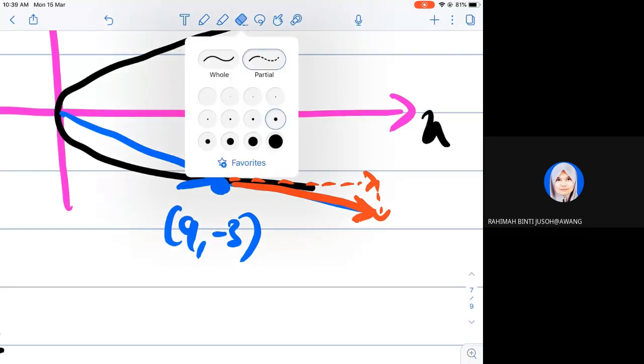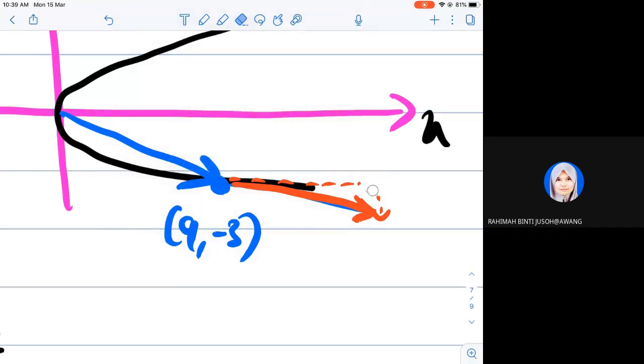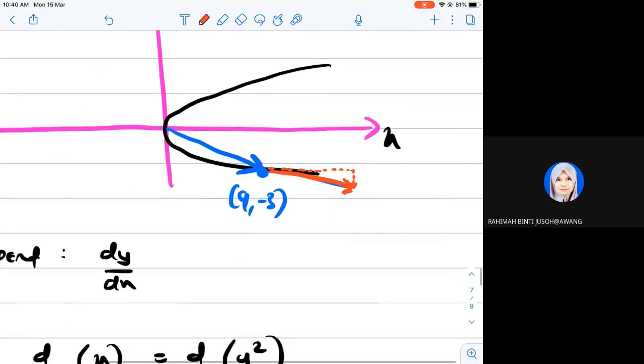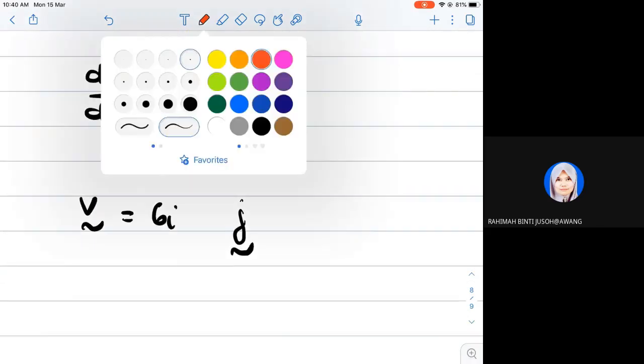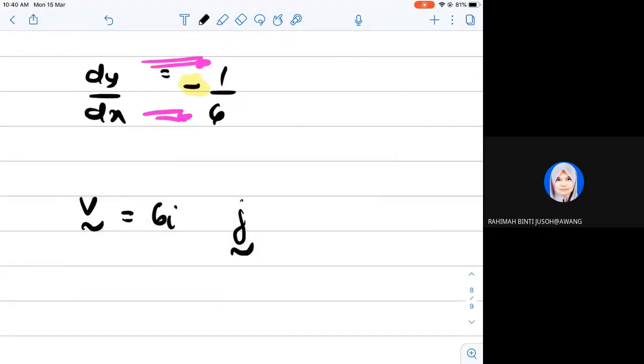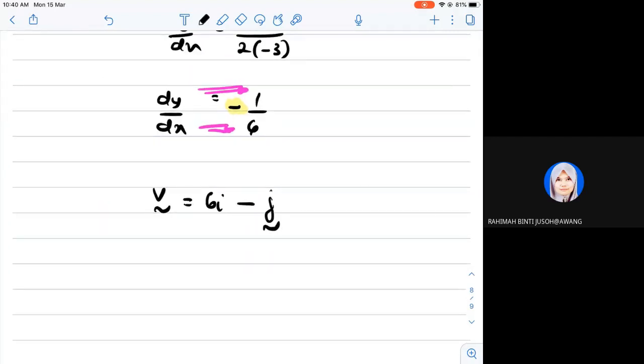Wait, let me erase a bit. Okay. First we move to the right. And then we go down. Okay, so right means the positive x direction. But when we go down, it's the negative y direction, isn't it? So the negative belongs to y. So what happened to the vector? The negative becomes y's. So minus j. Understand?